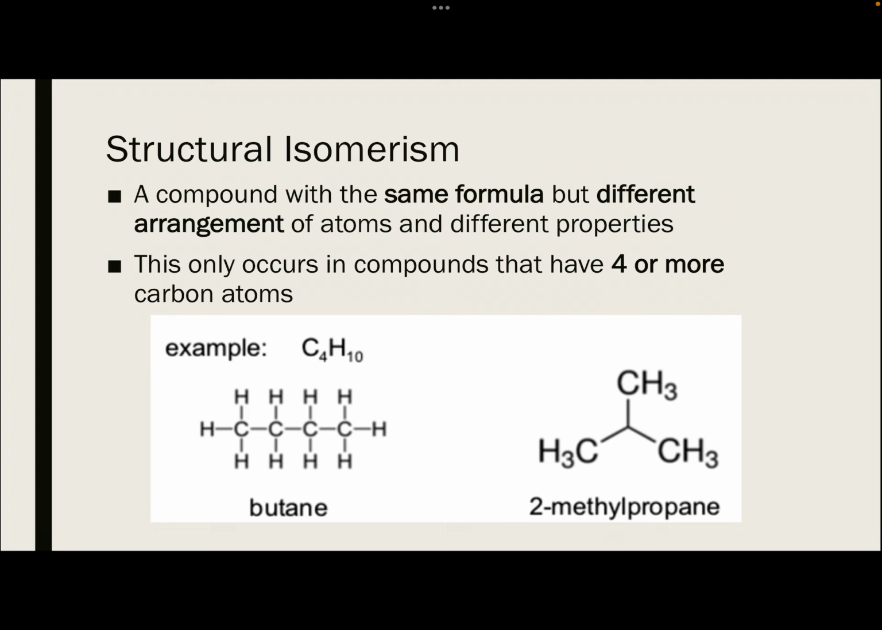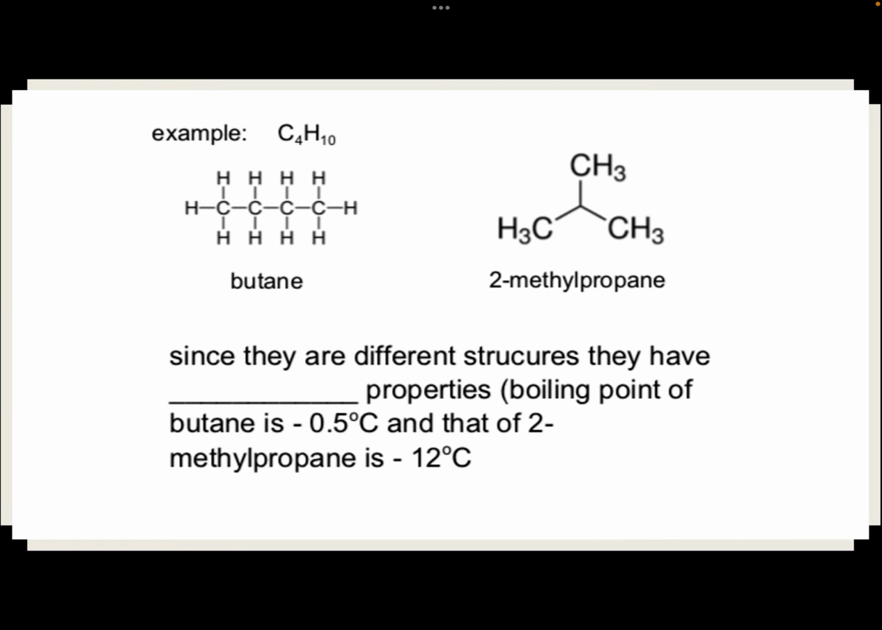So for example here, we have C4H10. It can either be butane, which you can see there, its structural formula. And then you can also have it as 2-methylpropane, which once again is very, very similar, but it is also very different in the arrangement. So when we're looking at an example like so, they are going to have different structures, but they have very, very different properties.